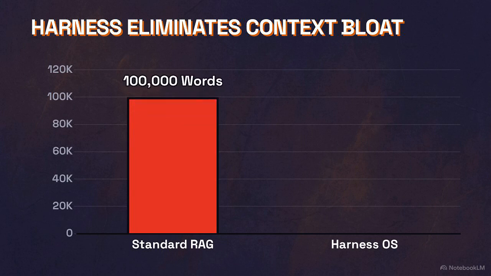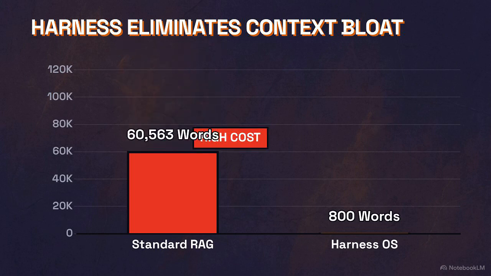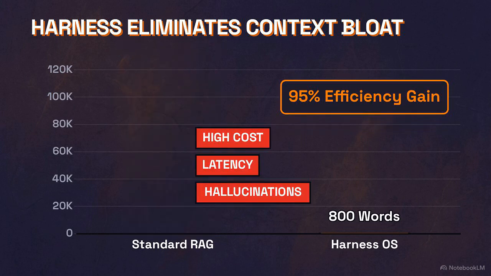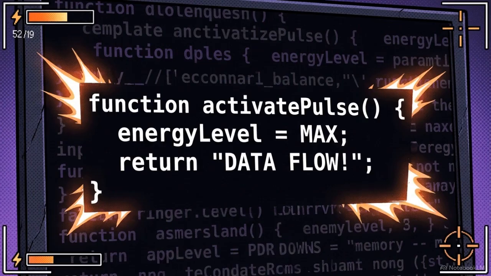By isolating only the active 800-word context, the harness achieves a 95% reduction in active token usage. This efficiency makes interactions faster and less expensive, while significantly reducing the likelihood of RAG-based search hallucinations. System performance comes from forcing the AI to read only what matters right now.